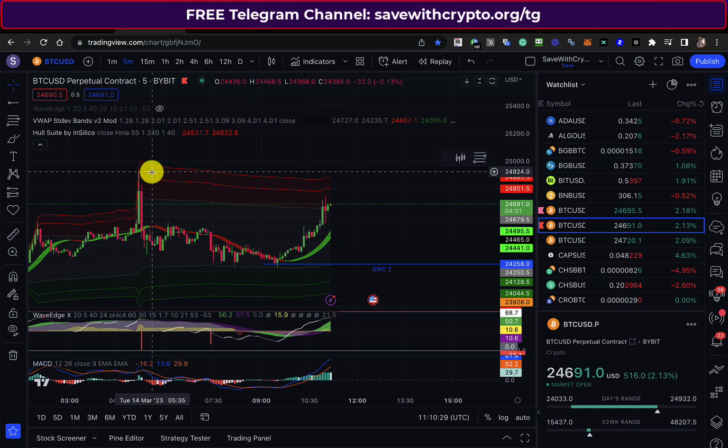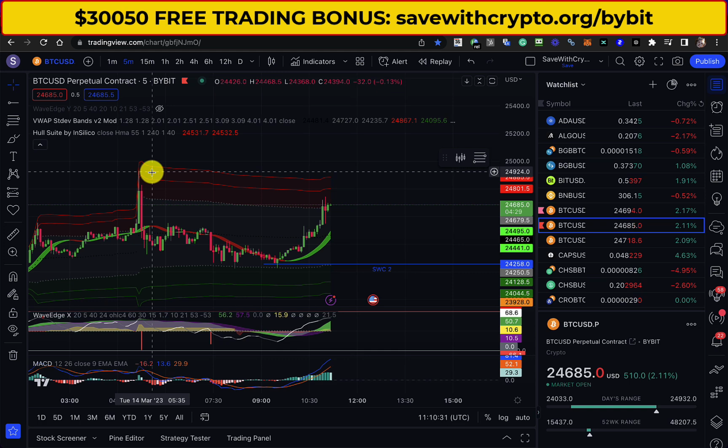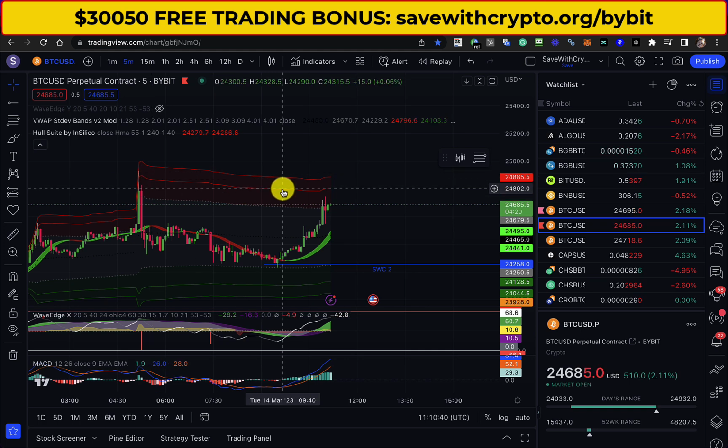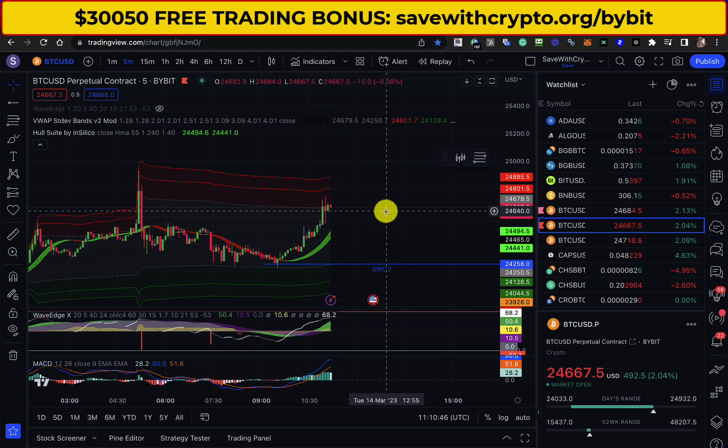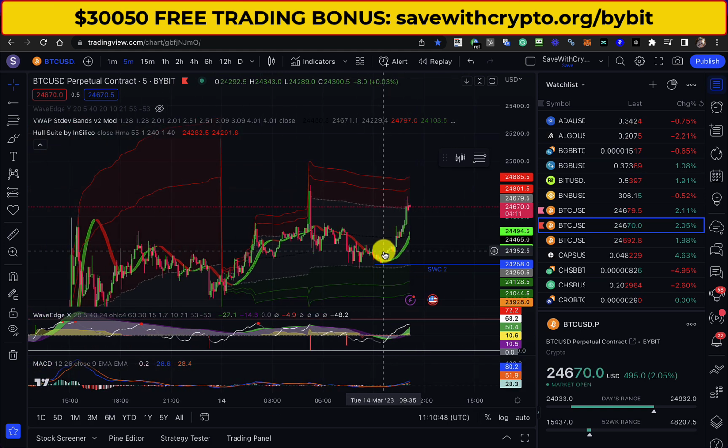Now, it's obviously going to struggle with 25k for many reasons, including just a psychological thing where people are going to take profit at 25k. So it may well get rejected a few times there before it eventually goes through. But while this is nice and thick, I'm probably going to stay in the trade.